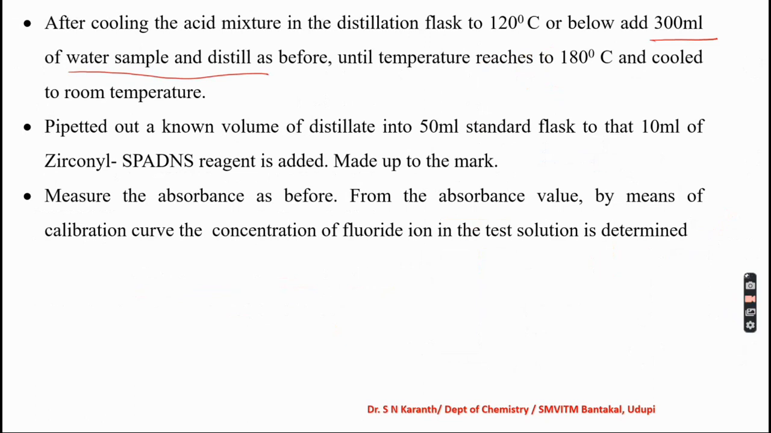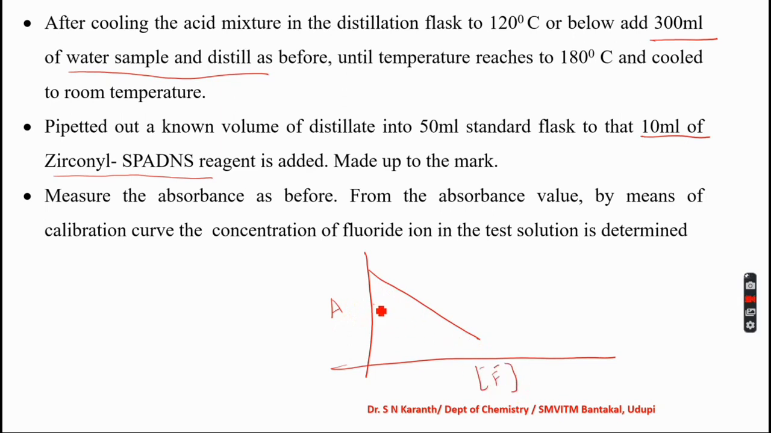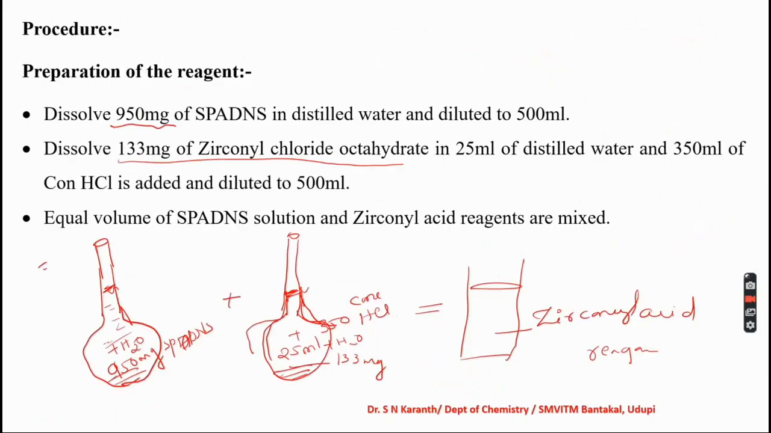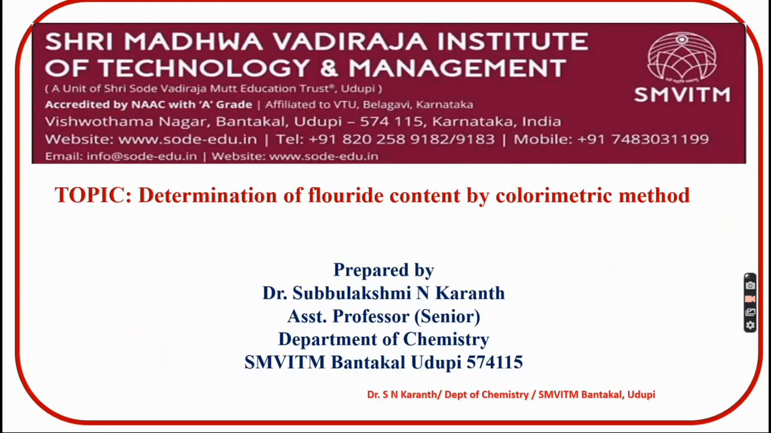Then pipette out a known volume of distillate into a 50 ml standard flask. To that, in the same way, introduce 10 ml of zirconyl SPADNS reagent and make up to the mark. Then measure the absorbance of the solution against a blank at the wavelength of 570 nanometer. We already got a curve of this type. The absorbance of the fluoride present in the water sample may be some X value, and corresponding to this we get the volume, not concentration, of fluoride present in the sample. In this way we can find the fluoride contamination present in the sample water by the colorimetric method.